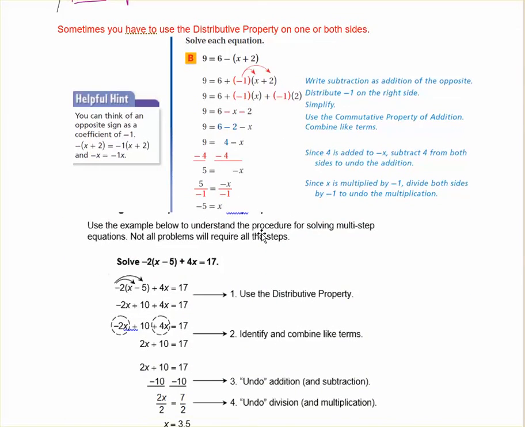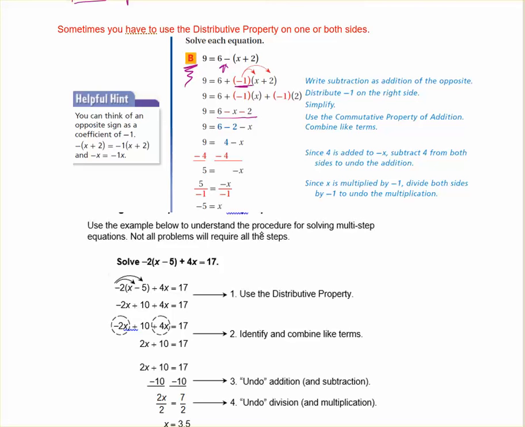Now sometimes we have to use the distributive property on one side, or even sometimes on both sides, before we can finish simplifying and adding like terms and then solving our equation. In this example, this is one that a lot of students have problems with. This minus in front of the parentheses is the same as a negative 1 in front of the parentheses, and then you distribute that negative 1 by multiplying it by both terms in the parentheses. So this becomes 9 equals 6 minus x minus 2.